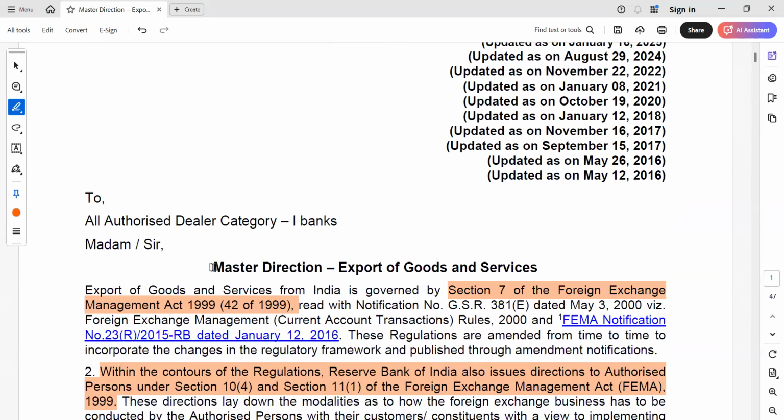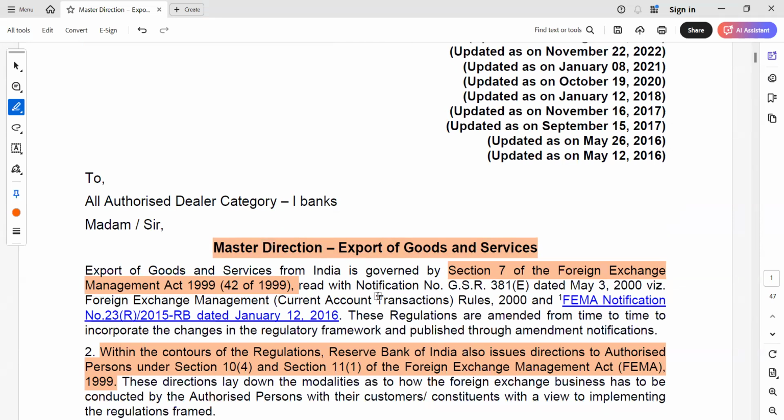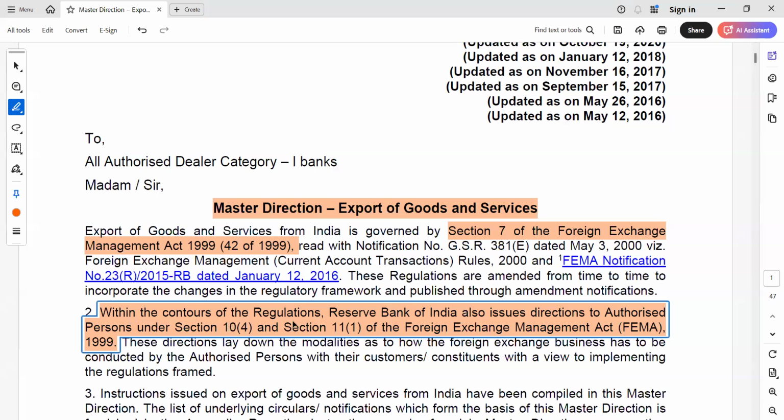So this is the master direction on exports of goods and services. Friends, under Section 7 of the Foreign Exchange Management Act 1999, the Reserve Bank of India is giving the direction. And within the contour of the regulation, Reserve Bank of India also issues direction to authorized persons, meaning authorized dealers, under Section 10 subsection 4 and Section 11 subsection 1 of the Foreign Exchange Management Act 1999.